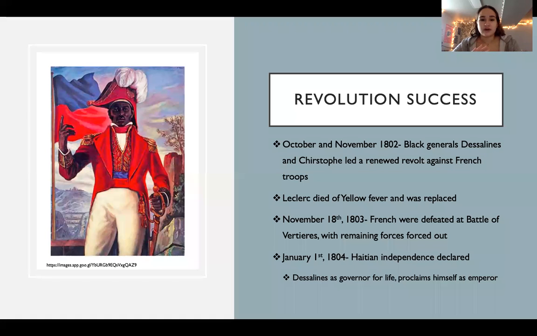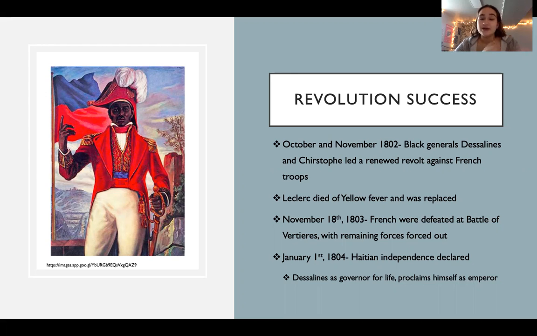So after slavery was reestablished in Guadeloupe, it was evident that they were eventually going to do the same thing in Saint-Domingue. So in October and November of 1802, the Black generals Dessalines, as we heard, and a man named Henry Christophe led a renewed revolt against the French troops, who had been severely depleted by disease. They started out with around 40,000 troops, and at this time they only had about 8,000, with them being killed in battle and by diseases such as yellow fever.